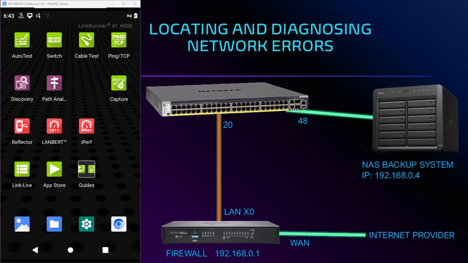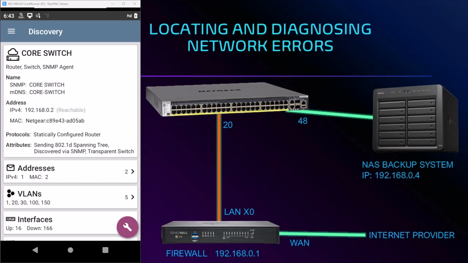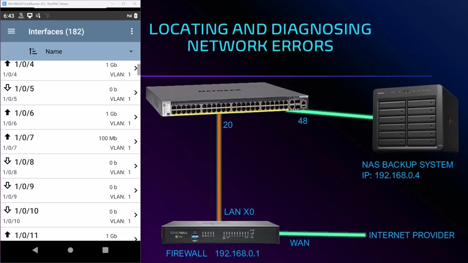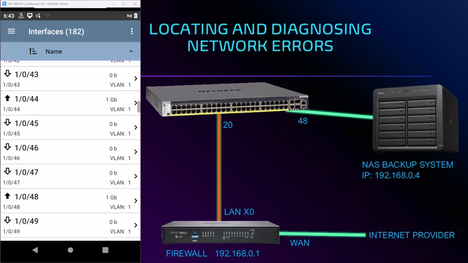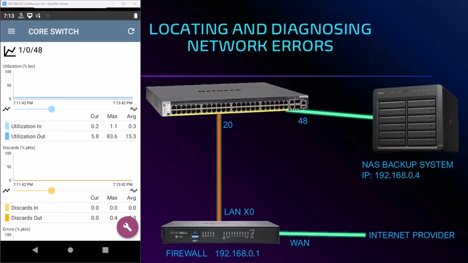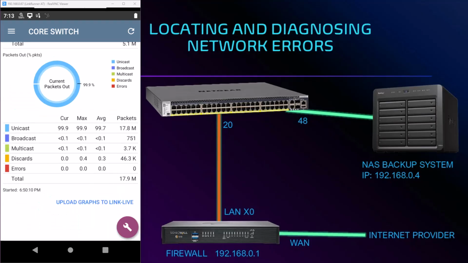To track down this issue, we go into the Discovery app. We tap on the core switch where the backup system is connected. Next, we tap on the interfaces. From here, we look for the port that the backup system is on, which will be port 48. Now, we tap on the statistics to get some more information. From the statistics screen, we scroll to the bottom, and we can see that for unicast, we have 17.8 million packets, but our transmission discards are at 46,000.